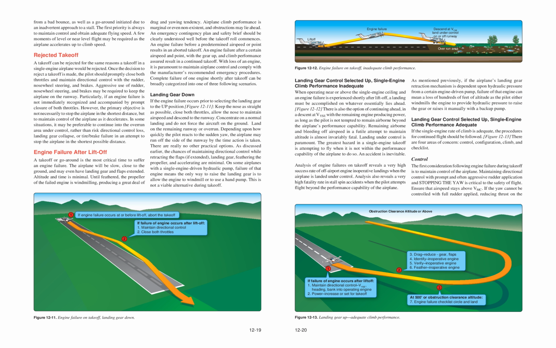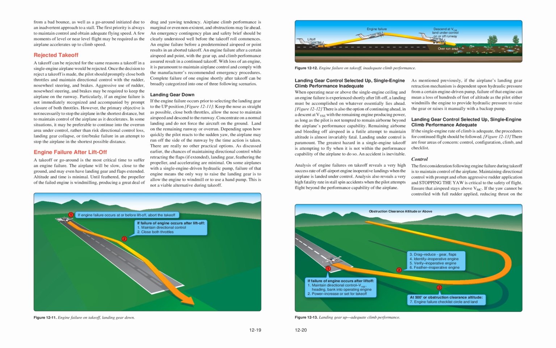An engine failure before a predetermined airspeed or point results in an aborted takeoff. An engine failure after a certain airspeed and point, with the gear up and climb performance assured, results in a continued takeoff. With loss of an engine, it is paramount to maintain airplane control and comply with the manufacturer's recommended emergency procedures. Complete failure of one engine shortly after takeoff can be broadly categorized into one of the following three scenarios.